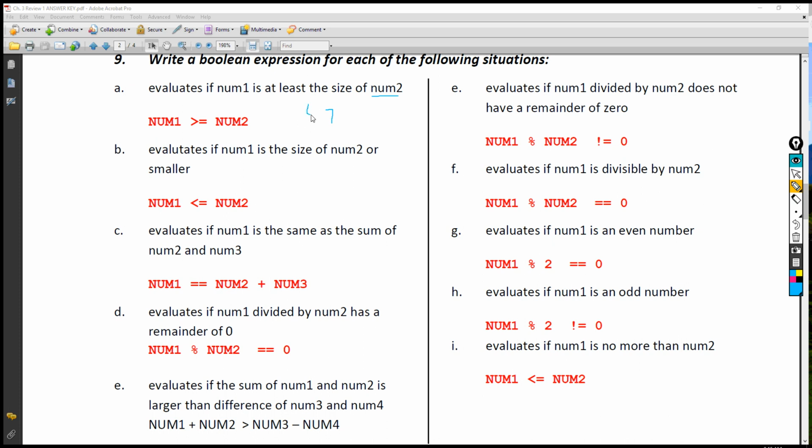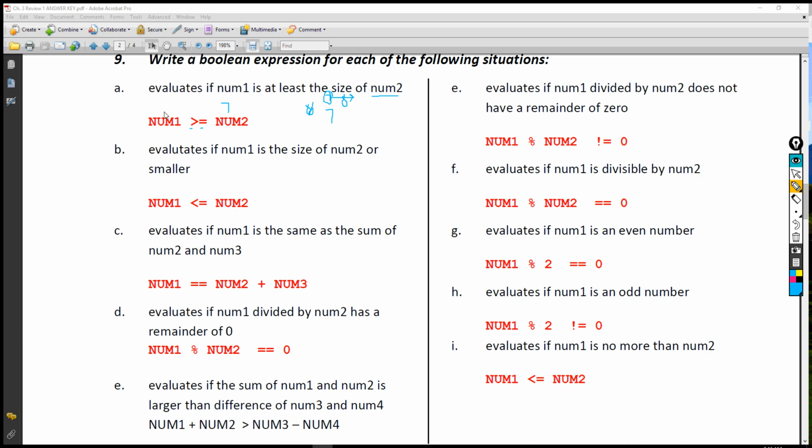Is 6 at least 7? Nope. Is 7, use a boundary, is 7 at least 7? Yes. Is 8 at least 7? Yeah, it is. So we're talking about a number that is either equal to or greater than 7. So that's what we have, is num1 greater than or equal to num2. Now you pick that number, you put that number in, and you see if this works.